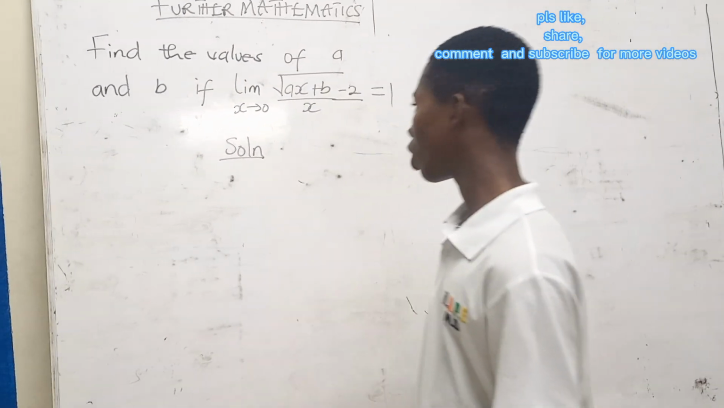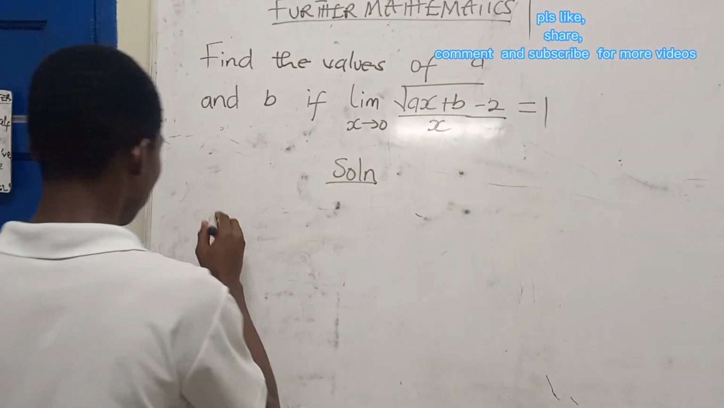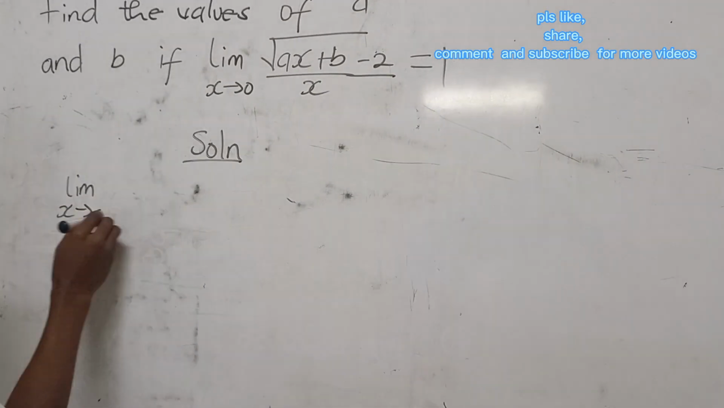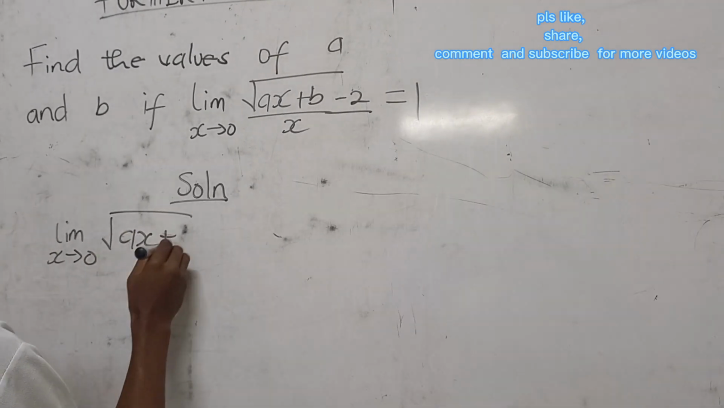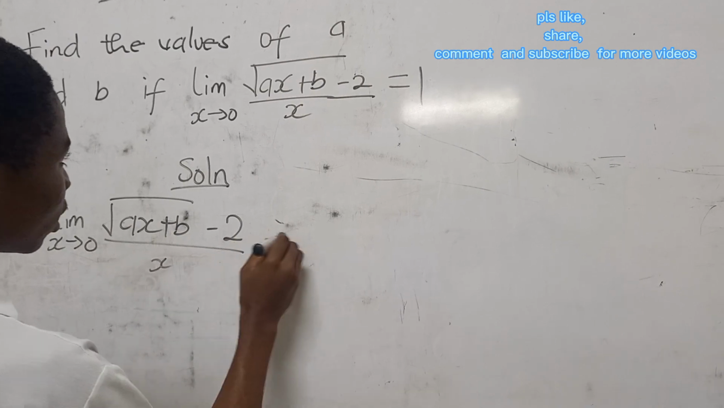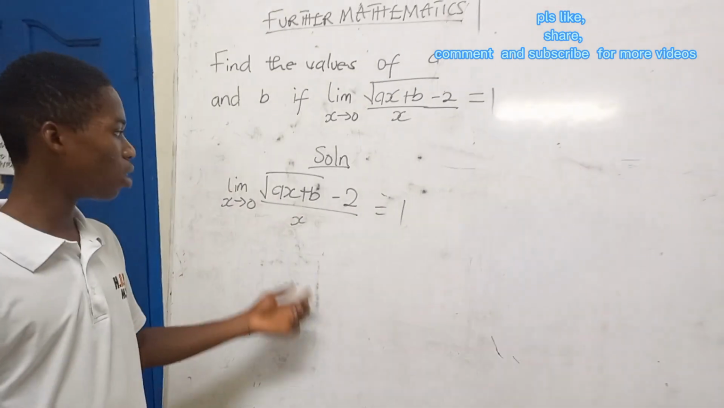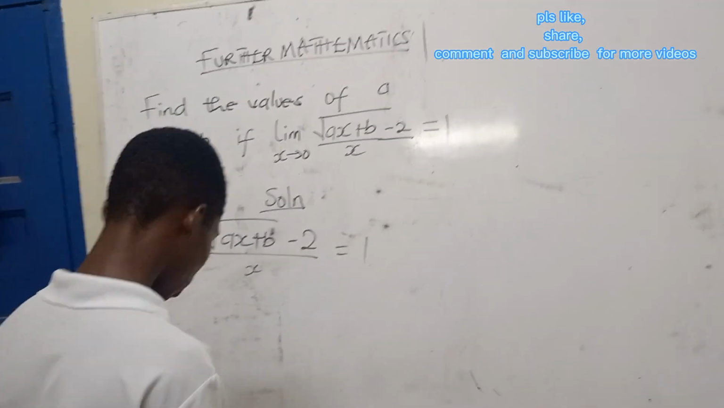So let's come to the question. The question is: the limit as x approaches 0 of (root of ax plus b, minus 2) all over x is equal to 1. And the question is asking us to find the values of a and b. So let's see how best we can solve this question.